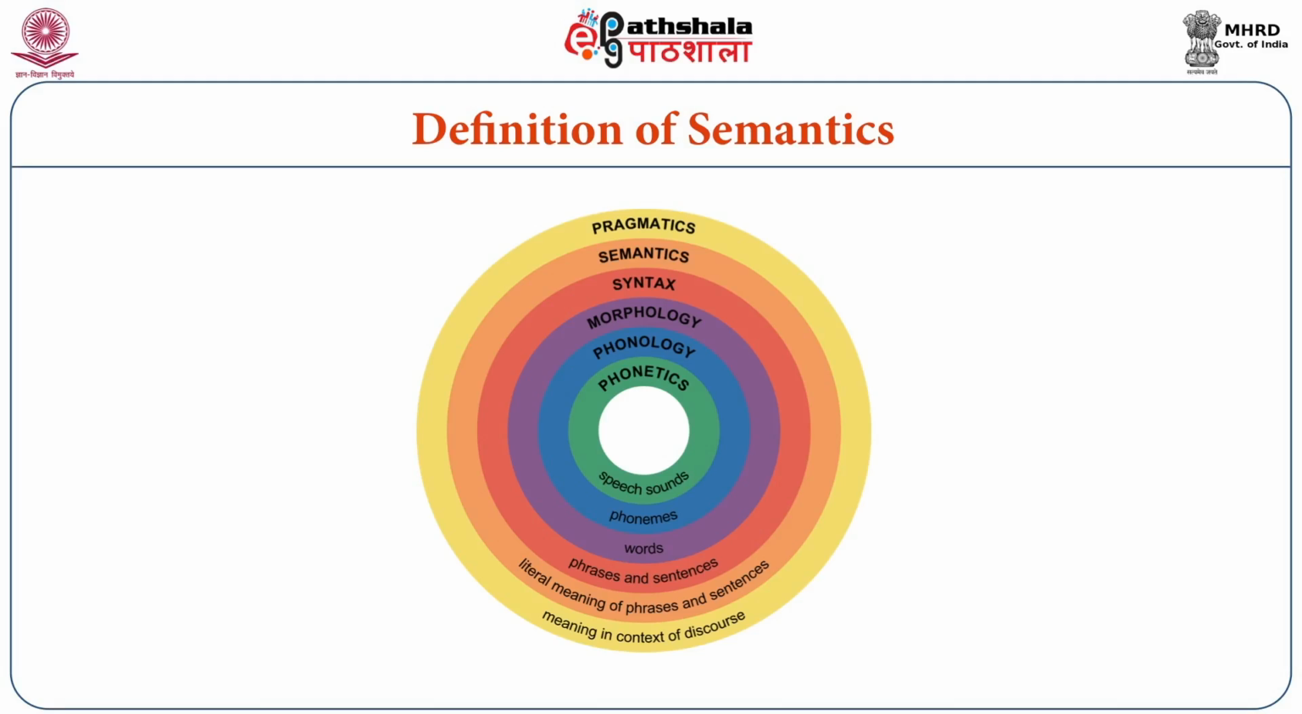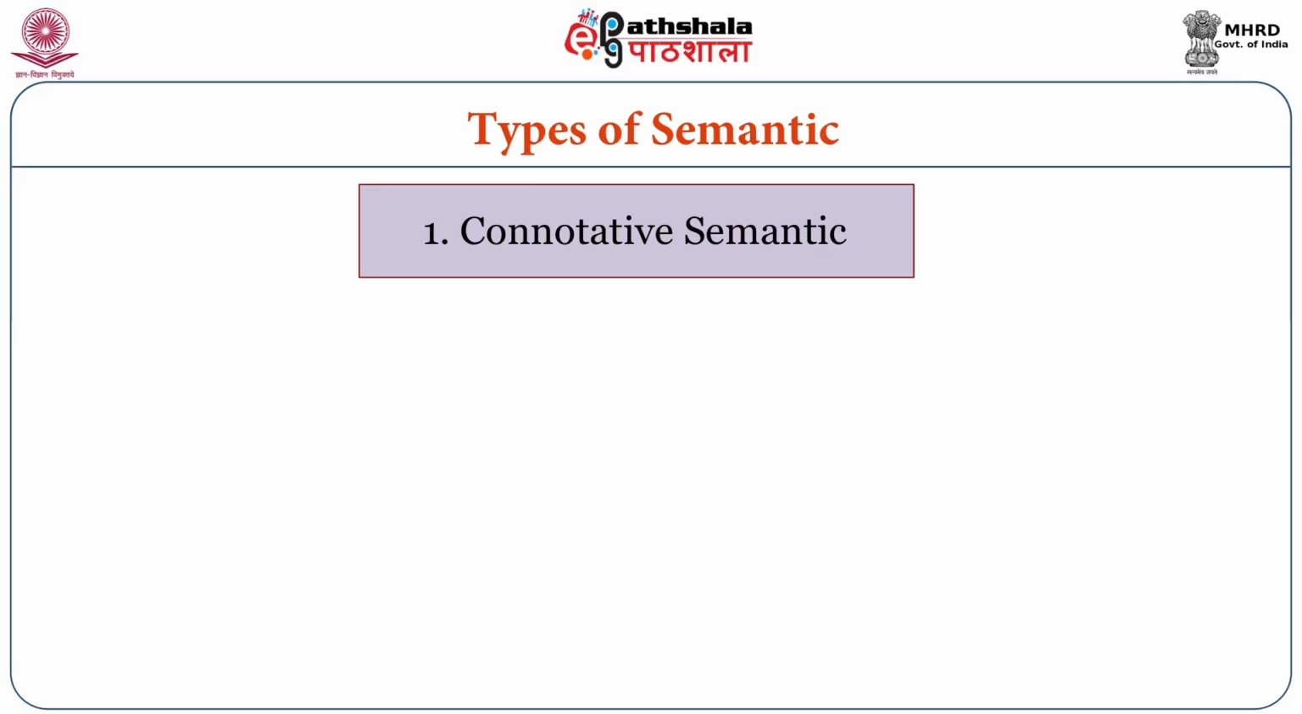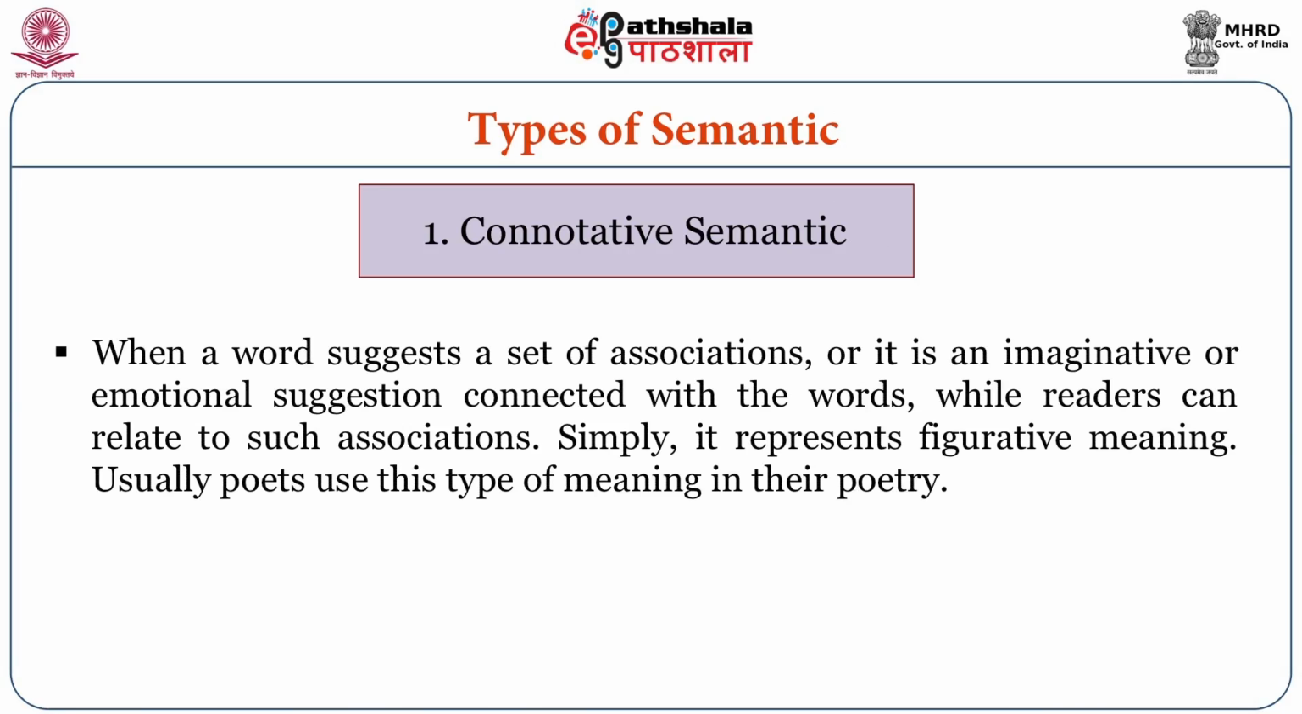Let us discuss the various types of semantics. First is connotative semantics. When a word suggests a set of associations, or it is an imaginative or emotional suggestion connected with the word, while readers can relate to such associations, simply it represents figurative meaning. Usually poets use this type of meaning in their poetry, known as connotative semantics.